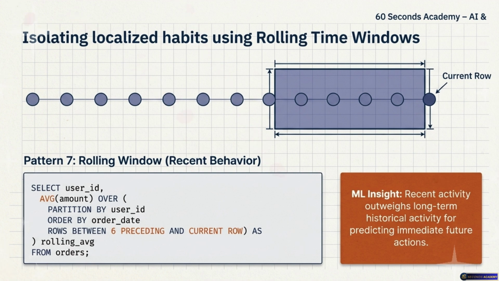Think about evaluating a stock price. Recency is just knowing the market closed at 5 p.m. yesterday. A rolling window is the 7-day moving average of that stock's price. It smooths out the daily spikes and dips to show you the current momentum.